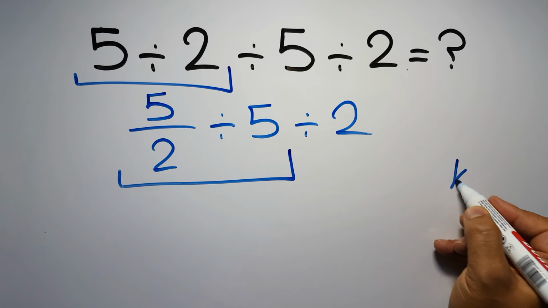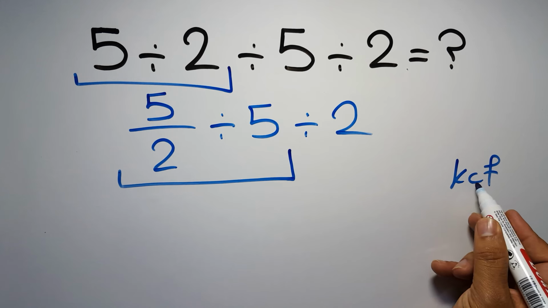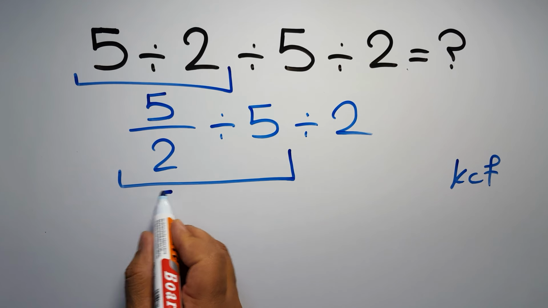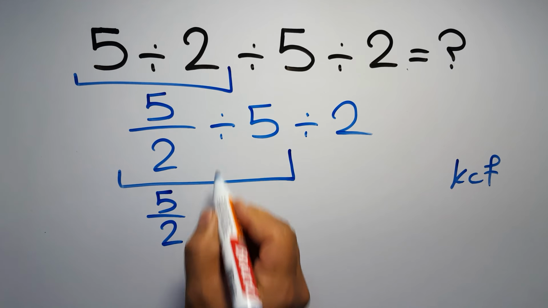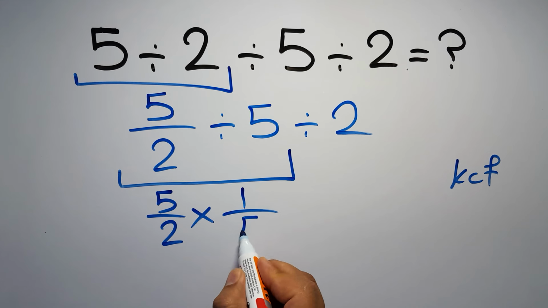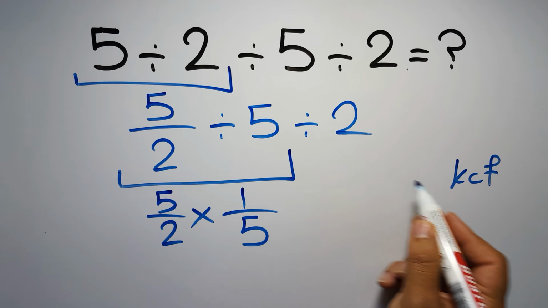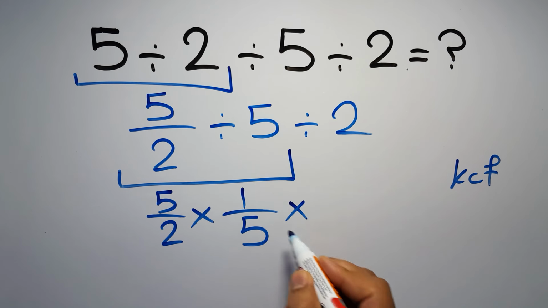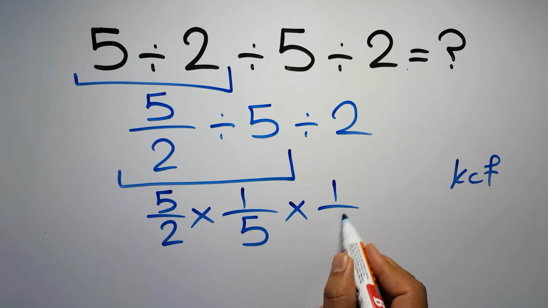According to the KCF rule, K stands for keep, C stands for change, and F stands for flip. We can write keep the first fraction, change division to multiplication, and flip the second fraction. And again here we can apply the KCF rule. Okay, change division to multiplication and flip the second fraction.